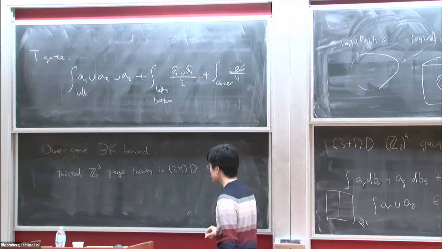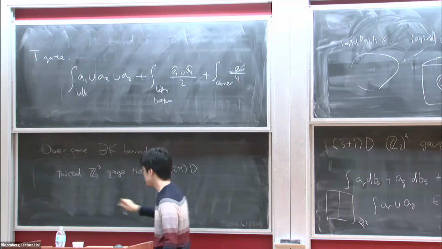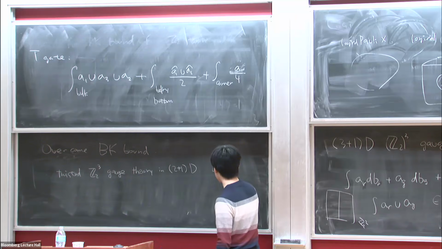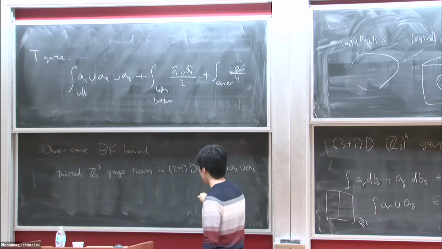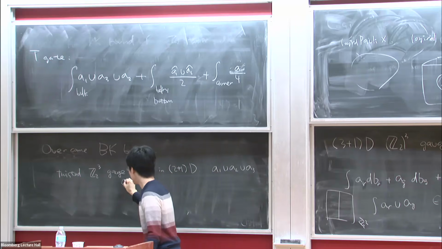So this is a non-Abelian topological order where the twist is defined by the A1 cocycle. So this is a twisted Z2 cubed gauge theory, which is equivalent to the hydral proof theory.